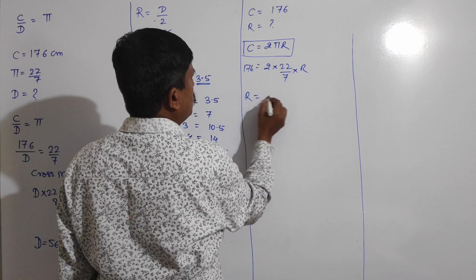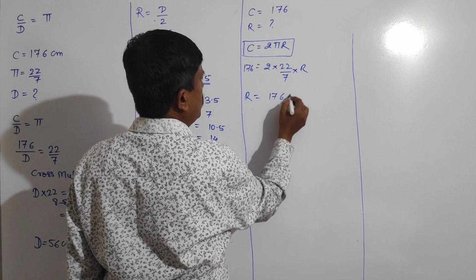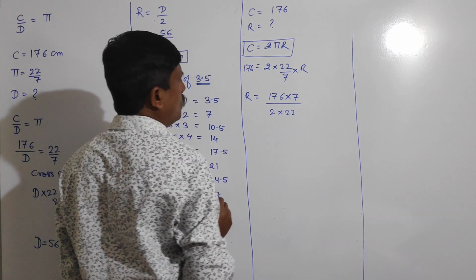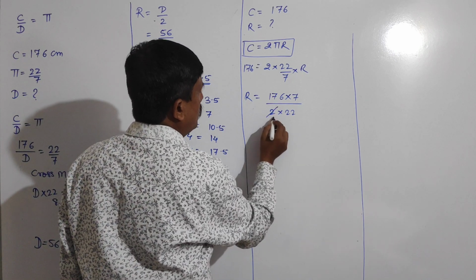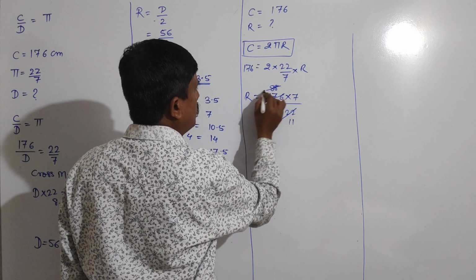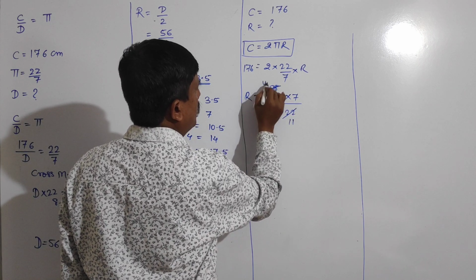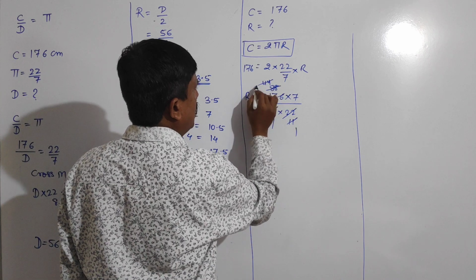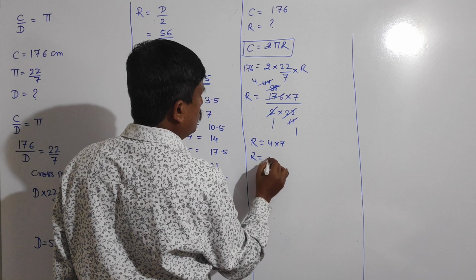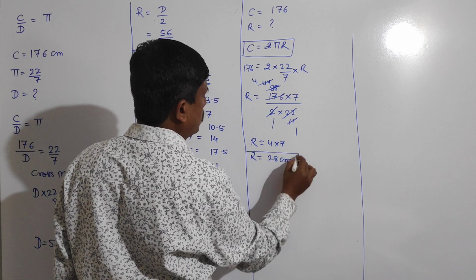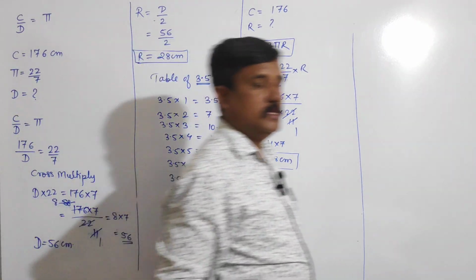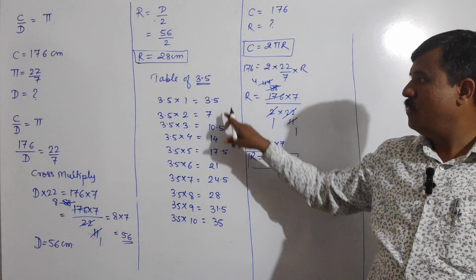So what is the value of r? R is equal to 176 into 7 upon 2 into 22. Right? 1 time, 88 time. In the table of 2, 11 times it will go, and in the table of 44, 11 times. R is equal to 4 into 7. R is equal to 28 centimeter. There was no need of this 3.5. Right? Here there was no need of the table 3.5.